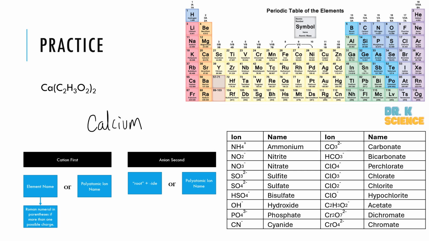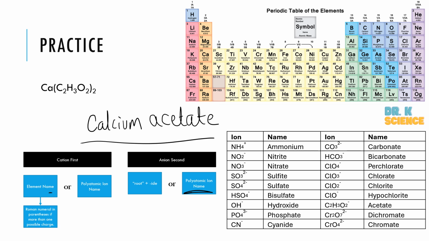And then we have C2H3O2. Now we just figured out that name's acetate. It doesn't matter how many there are. All we need to do is do that polyatomic ion name. So in this case, we've done our element name already. Now we just need our polyatomic ion name. This is calcium acetate. And that's the name for this compound.